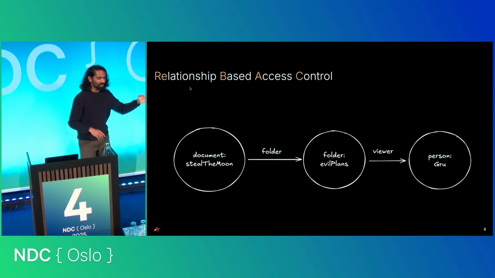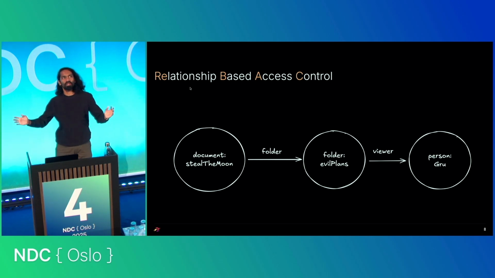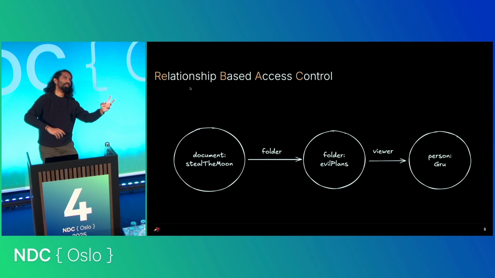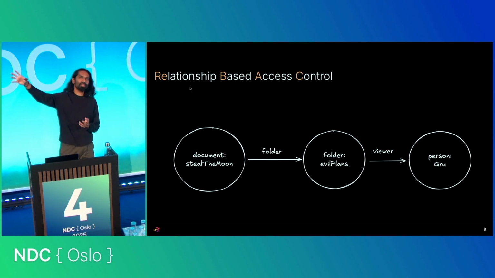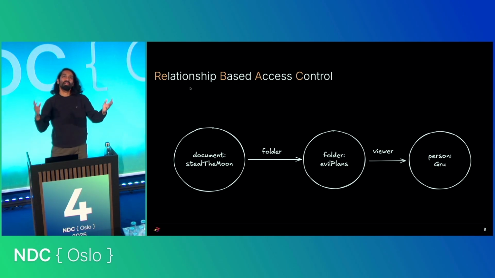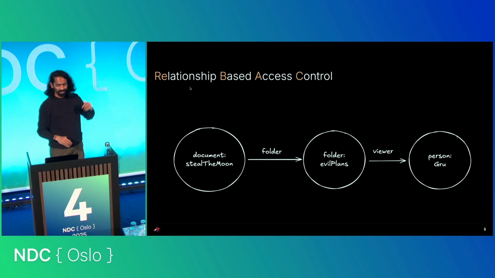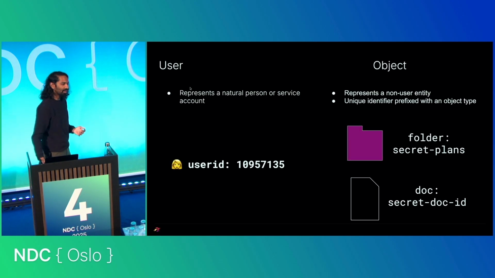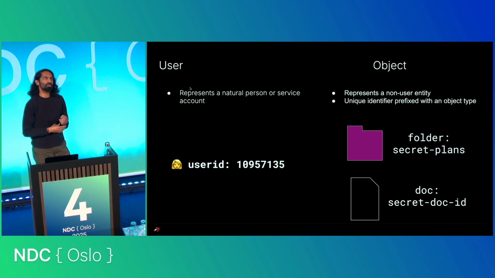So say you have a document called Steal the Moon, and that's in a folder called Evil Plans. There is a relationship between the document and the folder, in the sense that the document exists in the folder. And say you have a user named Gru, there is a relationship between that user and a folder. And hence, there is a relationship between the user and the document.